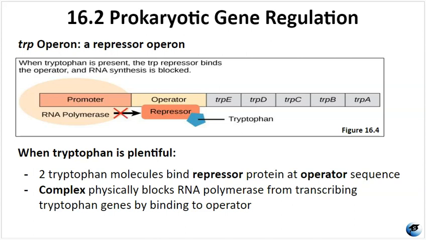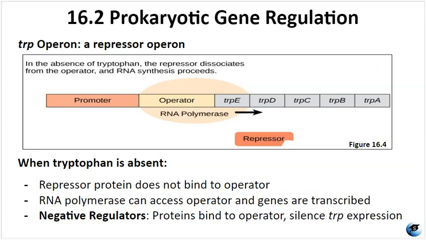However, the repressor protein alone can't bind to the operator. In the presence of tryptophan, 2 tryptophan molecules attach to the repressor first, and it causes the repressor to change shape so that it can bind to the operator. And this binding physically prevents RNA polymerase from attaching to the promoter and transcribing the downstream genes. So it's literally blocking the path of RNA polymerase here.